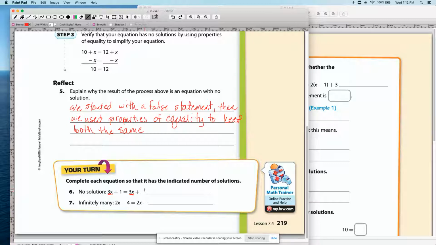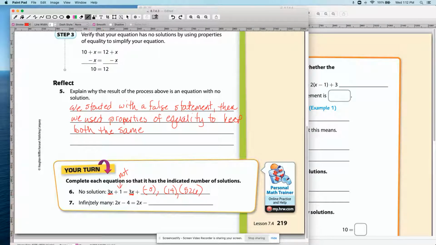We could choose -5. We could choose 14. We could choose 526. It doesn't matter what we choose on this end as long as it is not 1. No, you cannot use 1. Okay? If you use 1, then they're going to be equal on both sides.